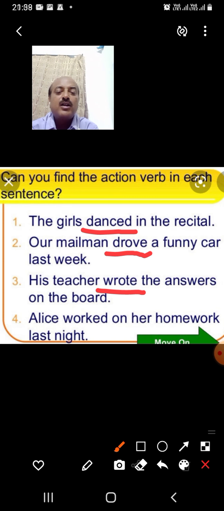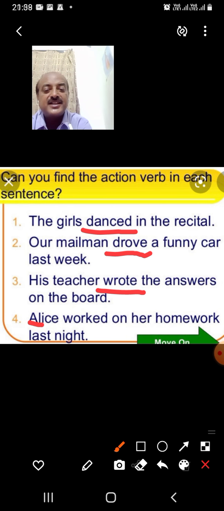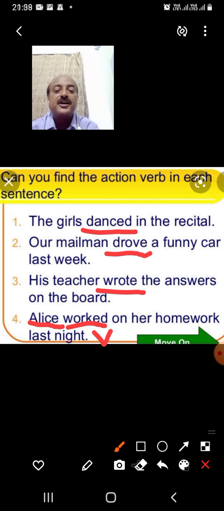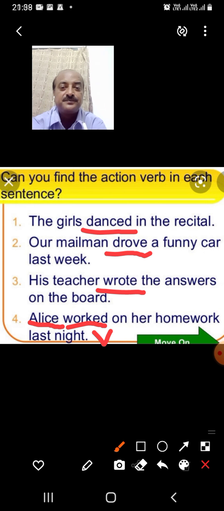Alice worked on her homework last night. What work is being done by Alice? Alice, we already know, is a proper noun because it is a name, so that is not an action verb. Worked. So worked is the verb here because some action is being done by Alice. She worked on her homework last night.